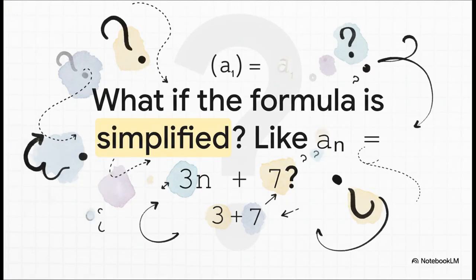But what happens when the explicit formula gets simplified? You know, like an equals 3n plus 7. The parentheses are gone. So where's our starting number, a1, hiding? Is it the 3? Is it the 7? This is where things get a little more interesting.